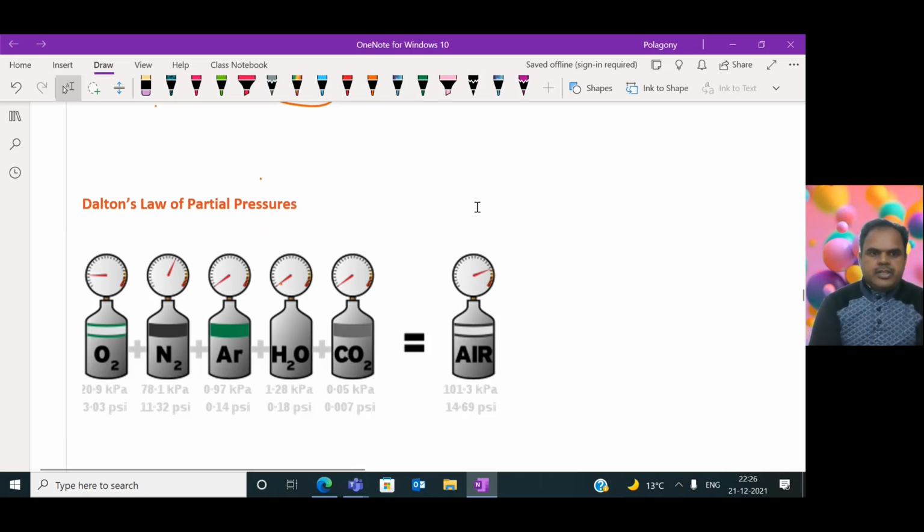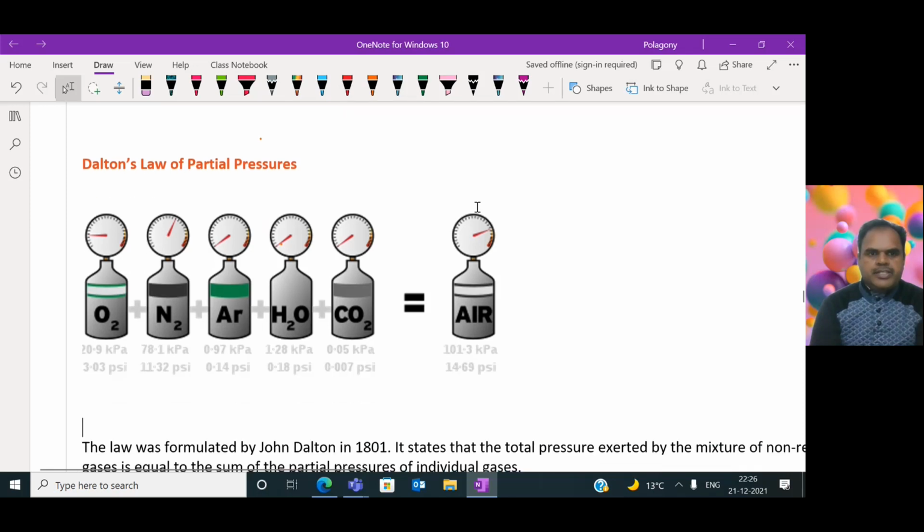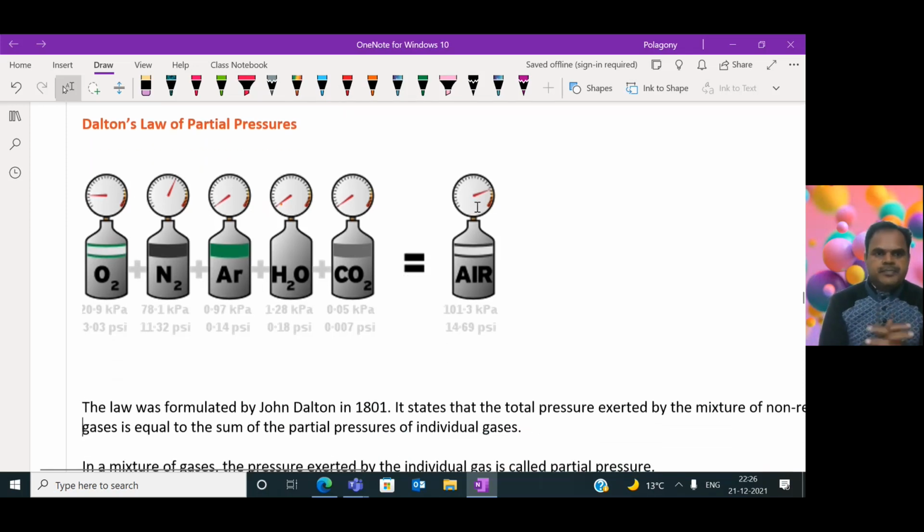So next is the topic about Dalton's law of partial pressures. Look at this picture. There are 5 cylinders containing individual gases: oxygen, nitrogen, argon, carbon dioxide, and water vapor. So these are the 5 gases having individual pressures, and these individual pressures are different.